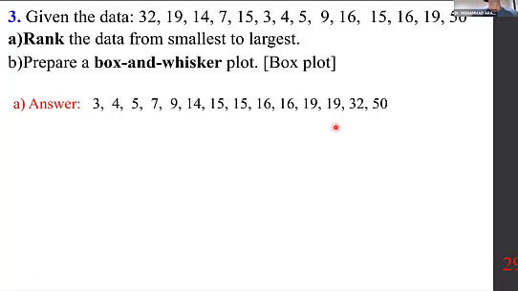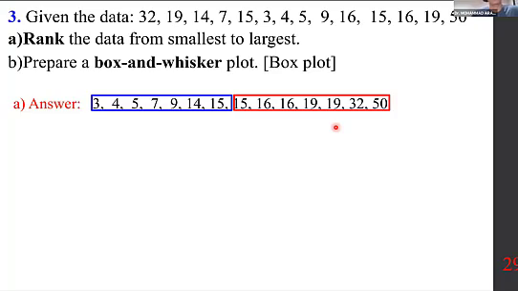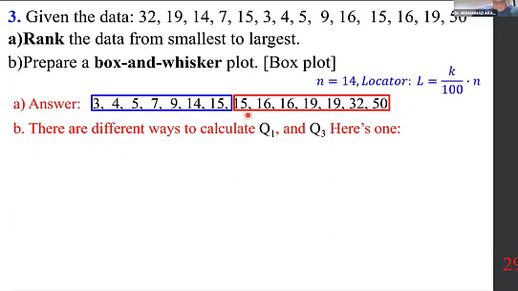The next one is to prepare a box and whisker plot. By definition, a box and whisker plot needs a few pieces of data: the minimum, the maximum, and Q1, Q2, Q3. So we want to find all of those. First and foremost, here's the bottom half, here's the top half, and if I want to find the median, just add up the middle data and divide by 2. I'm going to discuss the locator in a moment.